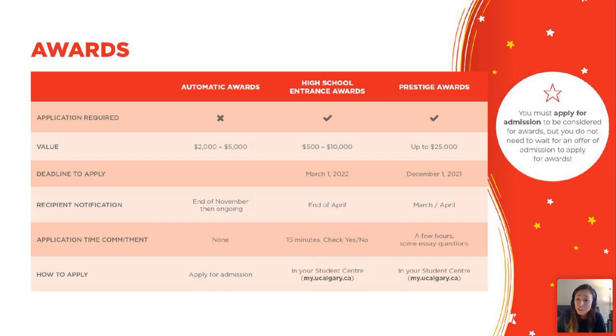The Prestige Awards application does require you to do some essays. There's maybe an interview component or 2. So just making sure you give yourself enough time to go through all of those steps. The High School Entrance Awards is going to be a very simple application. There's just a number of questions that are asked, so that one's a lot faster.